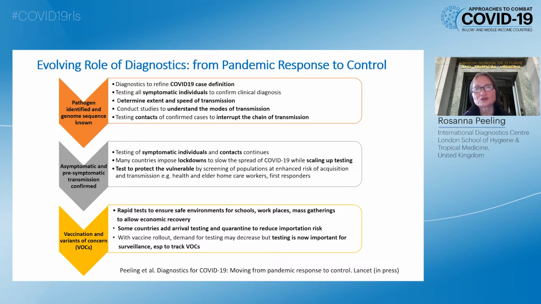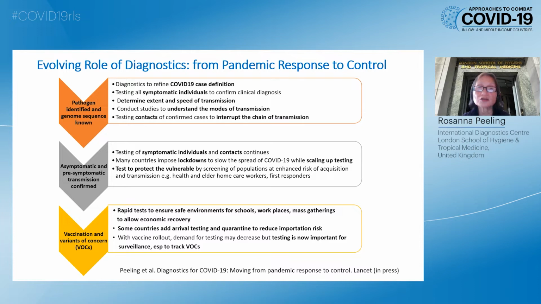Testing rates can also help us determine the extent and speed of transmission by looking at how many are positive. And testing contacts is very important to interrupt the chain of transmission. However, months into the pandemic, we realized that asymptomatic and pre-symptomatic individuals can also transmit. So that means that countries need to scale up testing in the community to look for all those who may be infected but asymptomatic.